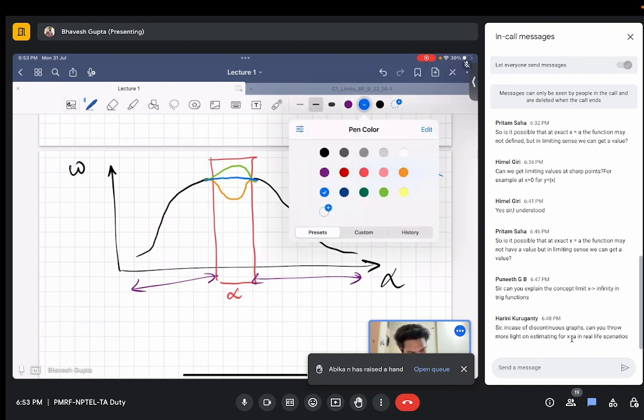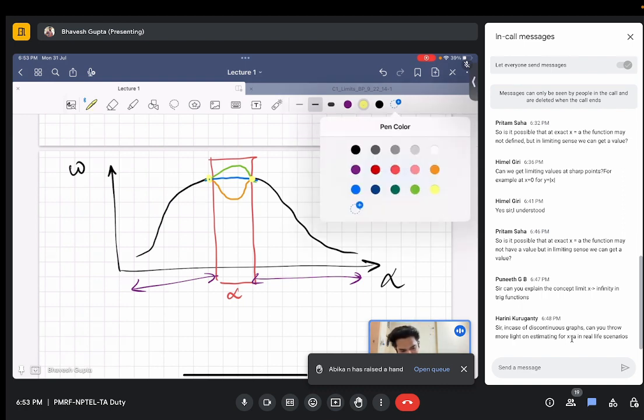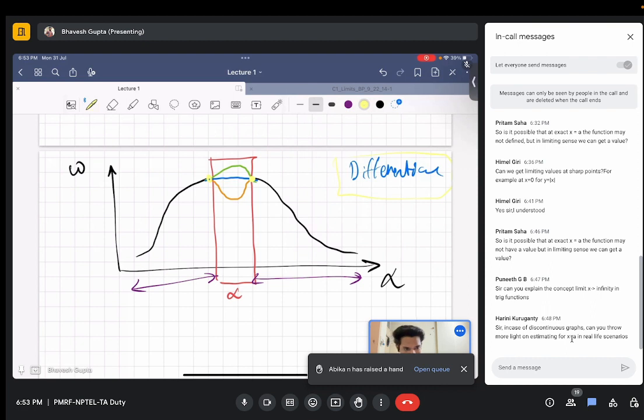Limits at best will tell you what is the value over here at this boundary, but limits fail to explain what happens in between. So in between we need a bigger tool, which we call differentiability. Here I have taken the case of discontinuity, where the question was about a discontinuous graph.